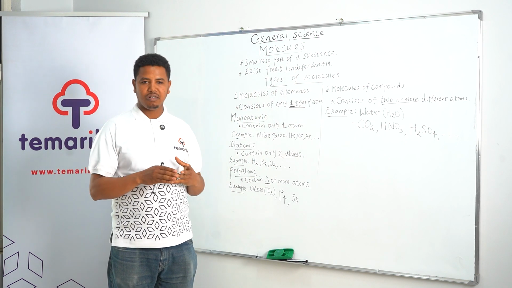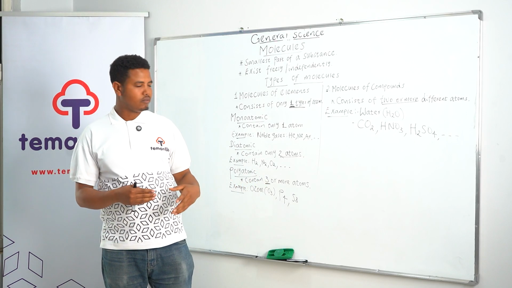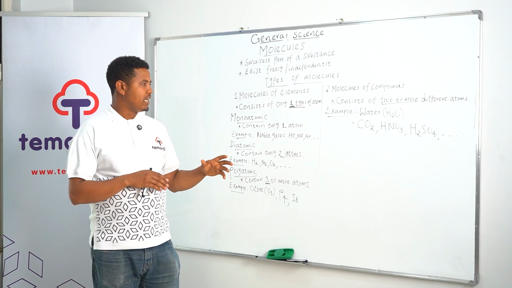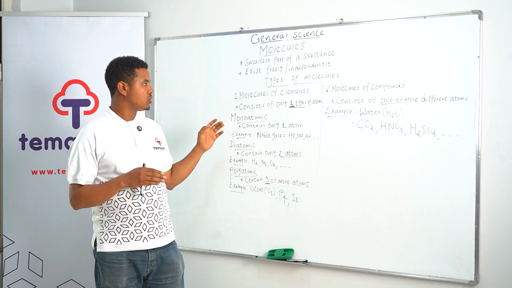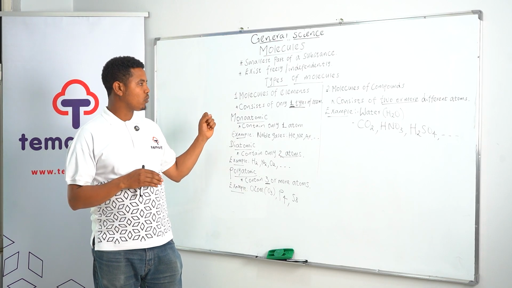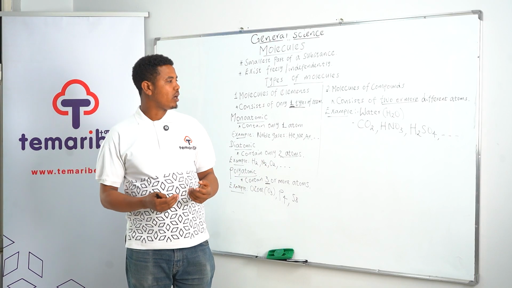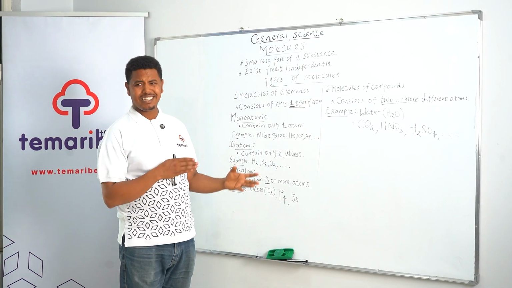They may be found as a single atom, 2 atoms, 3, 4, or even more. Based on that, we classify molecules into 2 groups. The first one is molecule of element and the other one is molecule of compound. Let's see the difference.